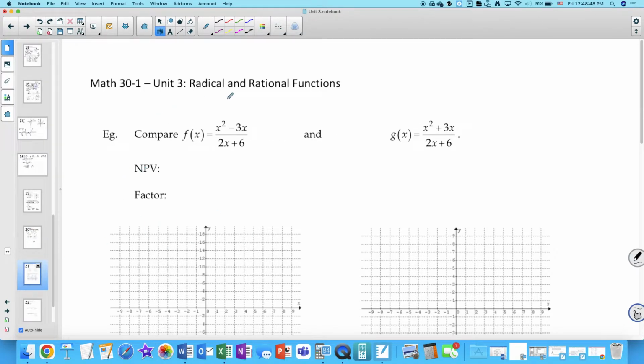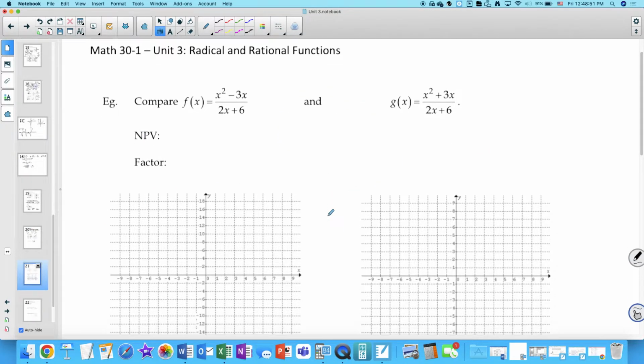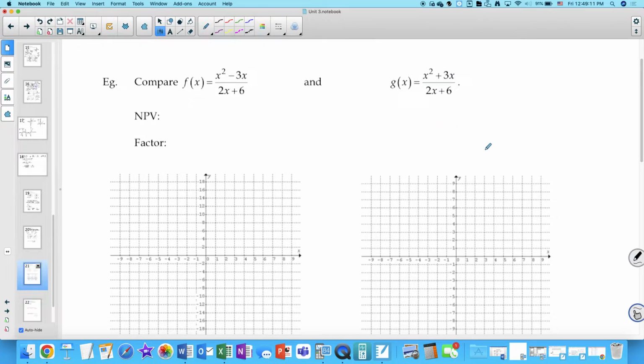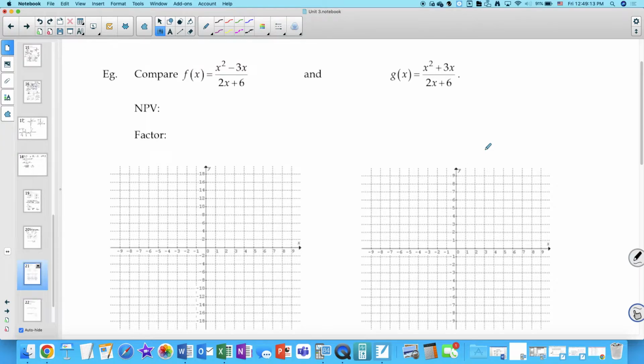So we're going to do a comparison here of a couple of different functions. Both rational. One of them is f of x equals x squared minus 3x over 2x plus 6. And this other one is g of x equals x squared plus 3x over 2x plus 6. Okay? So before I look at non-permissible values, I tend to factor everything first because typically your denominator might not be factored, and then it's harder to see what those non-permissible values are.